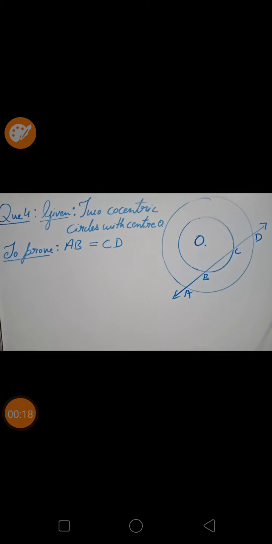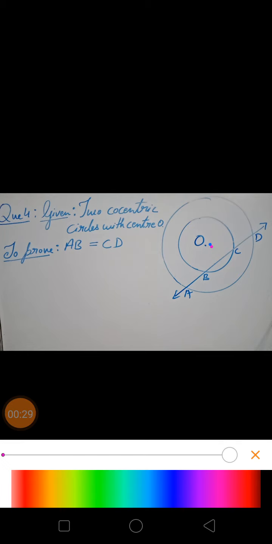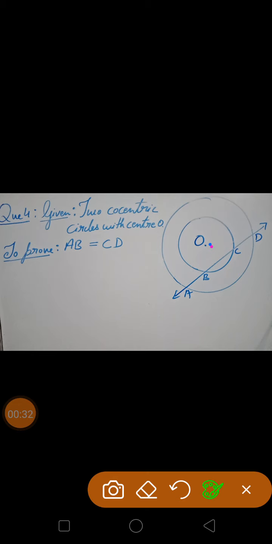So the figure is here and you can see there are two circles having the same center O. And one line is passing from here which is intersecting both circles at points A, B, C and D, and we need to prove that AB is equal to CD. So for this we will draw a perpendicular from the center on this line in this way.